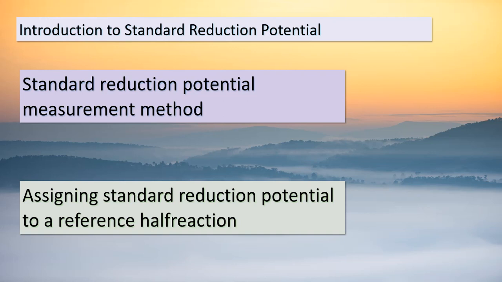Our chosen reference half-reaction is the reduction of hydrogen ion to hydrogen molecule under standard conditions. We've assigned this a standard reduction potential of exactly 0 volts. This serves as our starting point for comparison. Now, let's explore how we can determine the standard reduction potentials of other half-reactions relative to this reference value.